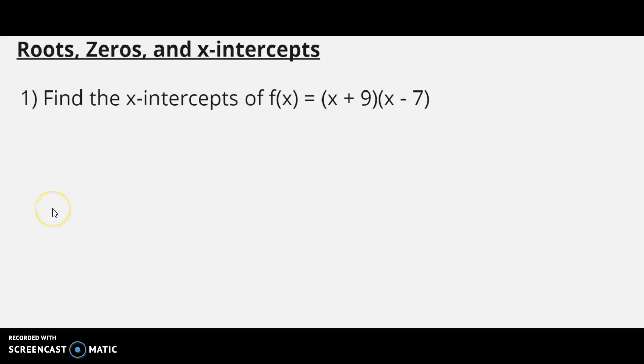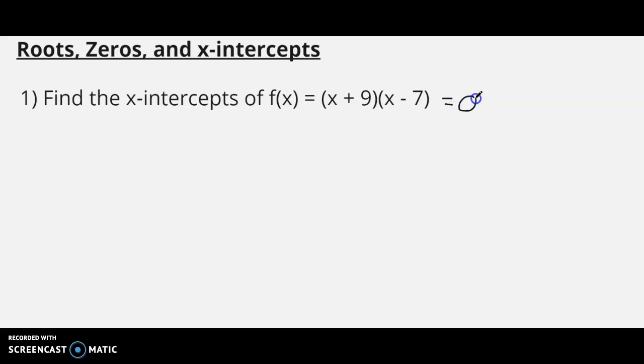Hello everybody, in this lesson we're going to talk about the roots, zeros, and x-intercepts, basically all meaning the same thing. It's just different terminology. So here on the first one we're going to find the x-intercepts of f of x equals (x plus 9)(x minus 7). Now if we FOILed that out, we would have a quadratic trinomial. Finding the x-intercepts is what you get. If we were to graph it, where would it cross the x-axis?